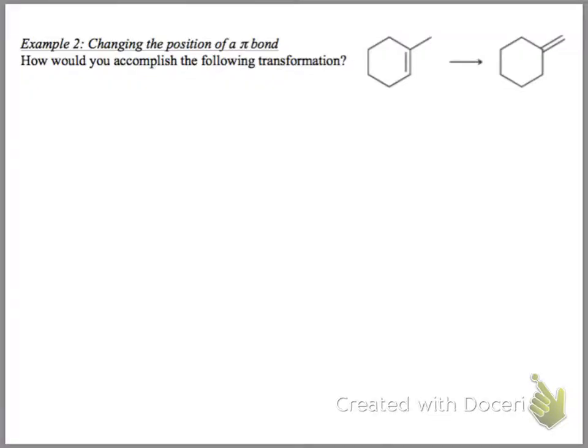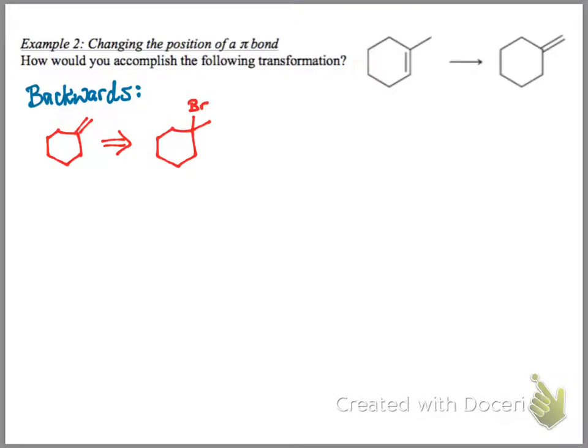So the next pattern that we see in this chapter is we're starting with one alkene, and then how would we go from this alkene to the final alkene. We cannot do this in one step. We don't know of any reactions that will take a double bond and move it. So again, we're going to have to use more than one step. So again, starting with the final product, we're going to go backwards. So we're going to use that backwards arrow, that retrosynthesis arrow.